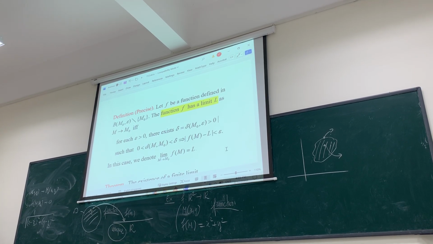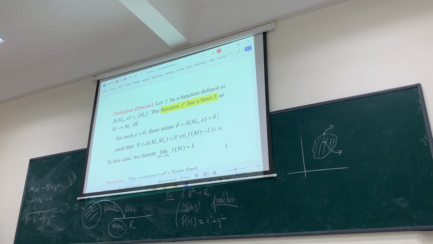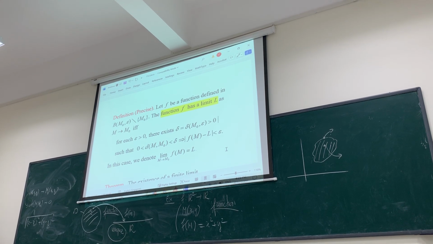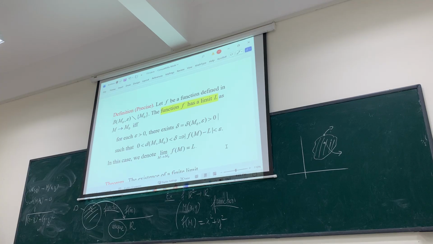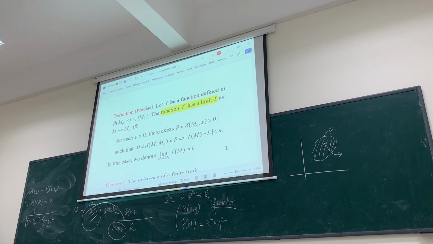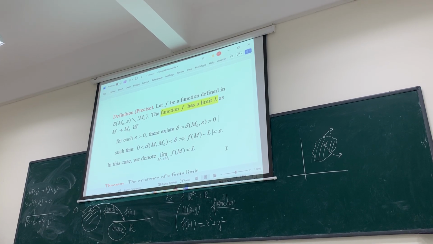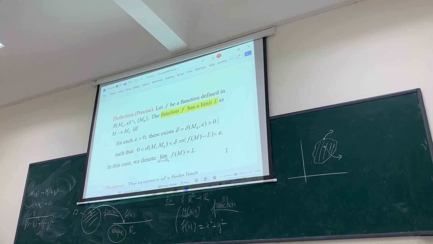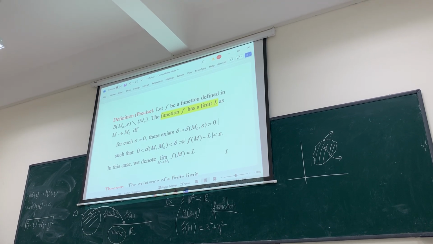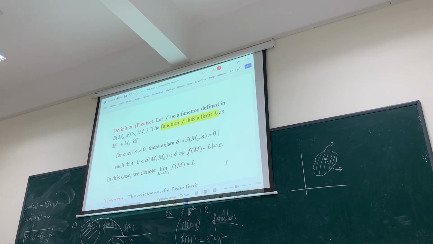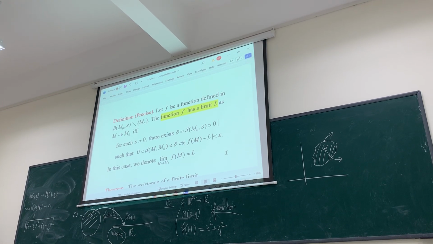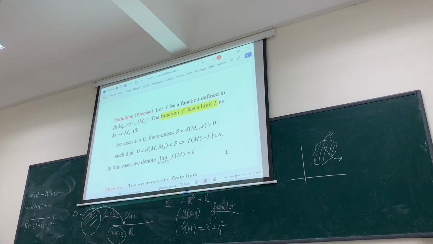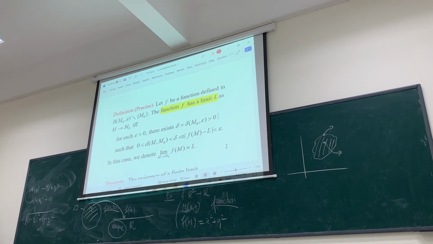Okay, you can see two definitions of limit of several variable functions, similar to the definition of limit of a single variable function. The same. So we have the theorem expressing the limit of a function. Okay, we can use the limit of sequence to express it.